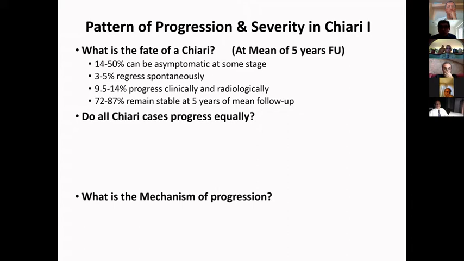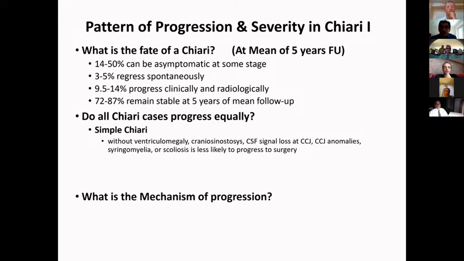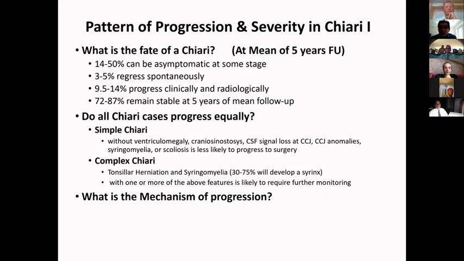The simple Chiaris, without ventriculomegaly, craniosynostosis, CSF signal loss, they will progress slowly. But the complex Chiaris, those are the ones that are expected to progress rapidly and will end up requiring surgery. And in fact, there is multiple publication literature that associate hernia with syringomyelia between 30 to 75% of the cases.